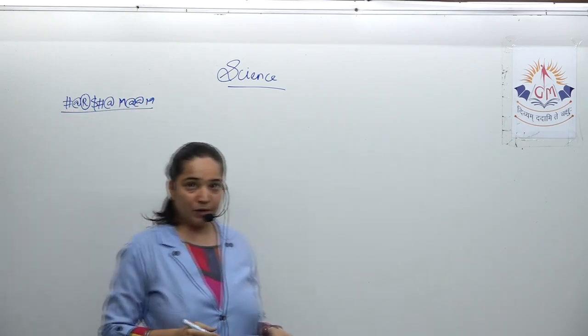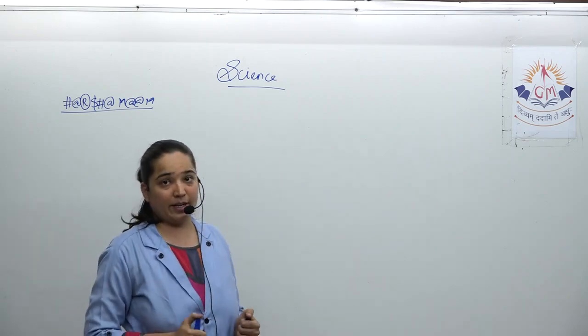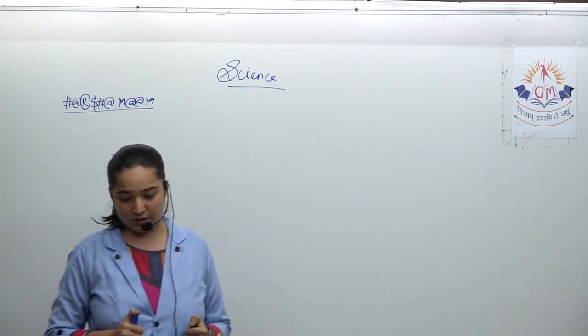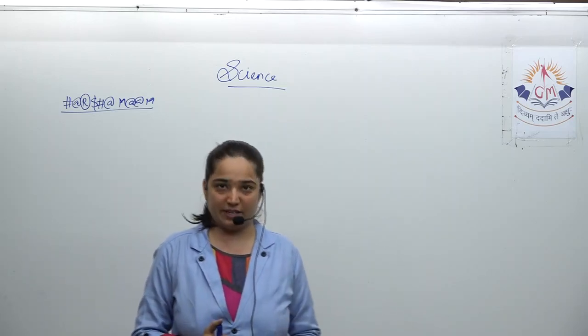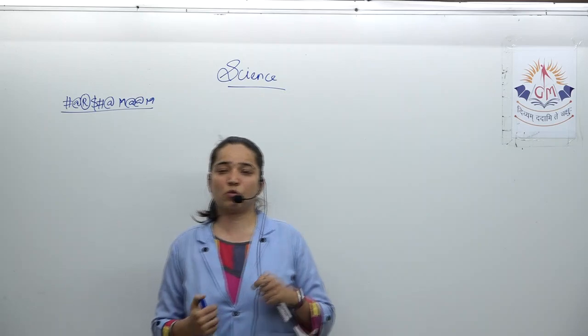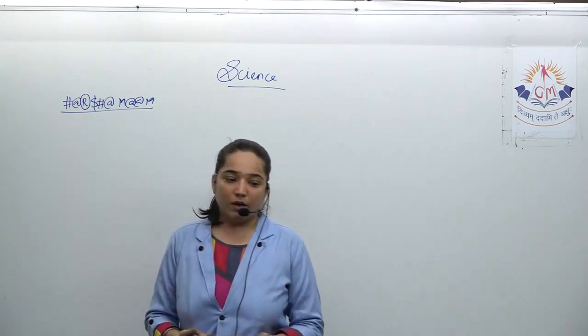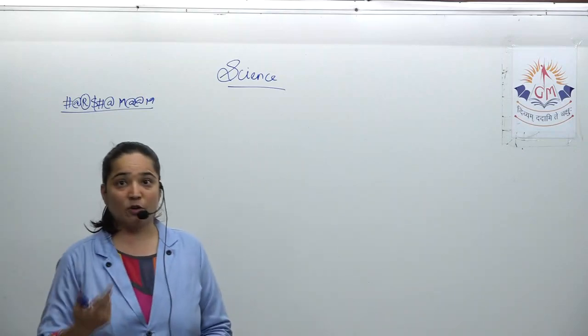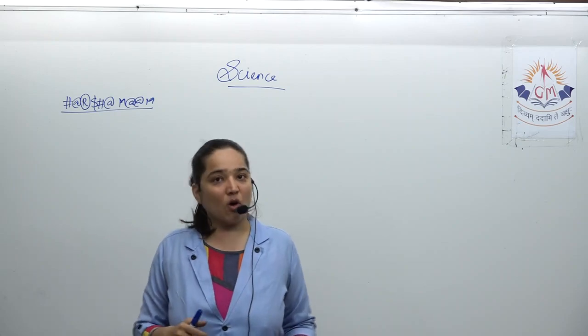I hope you remember which lesson we are doing. We are doing lesson number 8, that is Cell: Structure and Function. Last time we discussed the shape and size of the cell. In the very beginning we discussed what a cell is and what some people's views were regarding what a cell is. In today's session we are going to see the parts of a cell.